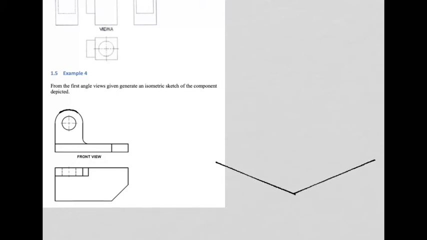Okay, so by that I mean, if this is your horizontal, that is 30 degrees and that is 30 degrees. You have to start with that. Vertical lines are still vertical, so that's not a problem. So that is going to be the corner of our isometric.